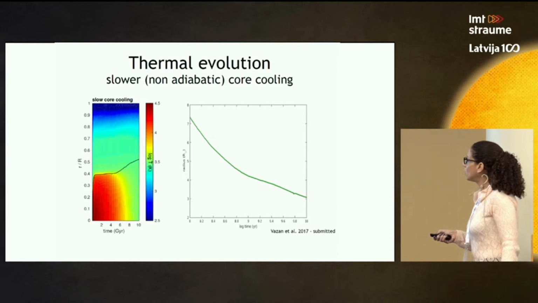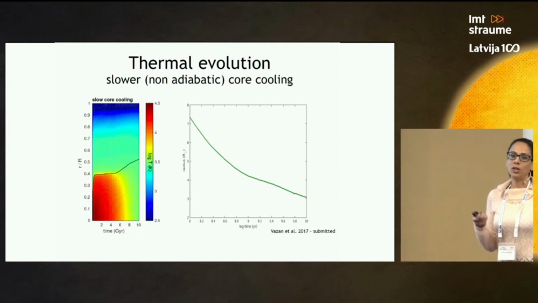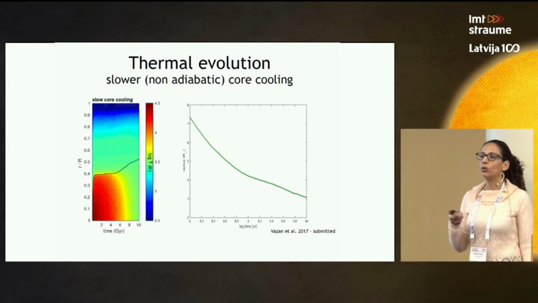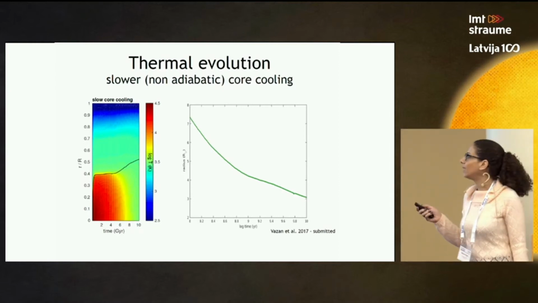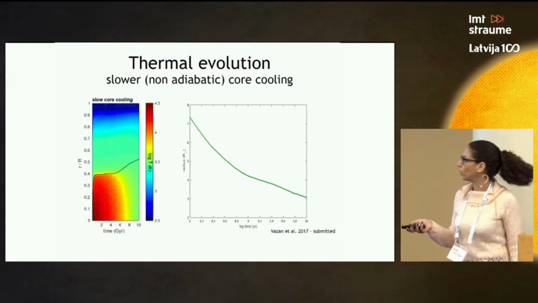This is the radius as a function of time for the usual case when we don't include the core contribution to the thermal evolution of the planet. So it's actually mainly the envelope. And this was done in previous works.